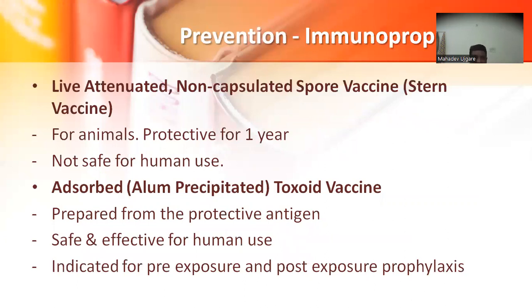Now, immunoprophylaxis. The live attenuated non-capsulated spore vaccine, that is the Sterne vaccine, is for animals, protective for 1 year. It is not safe for human use. The second one is the alum-adsorbed precipitate toxoid vaccine, prepared from protective antigen, safe and effective for human use, and indicated for pre-exposure and post-exposure prophylaxis.